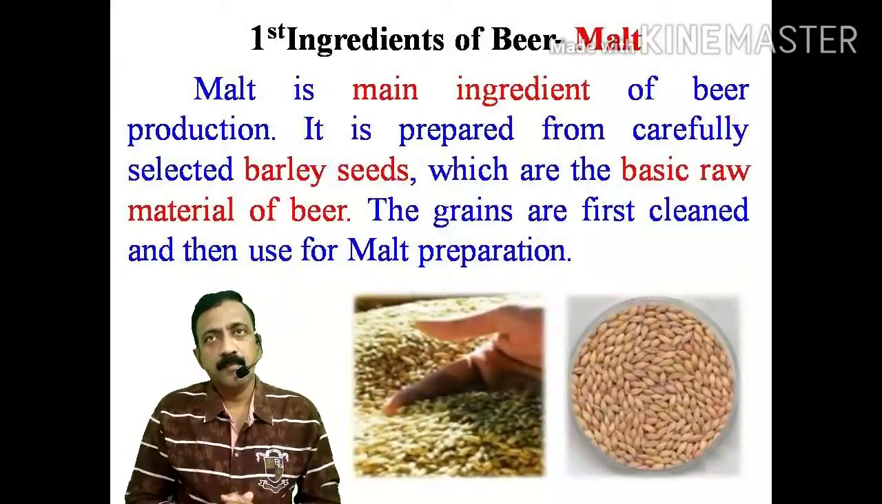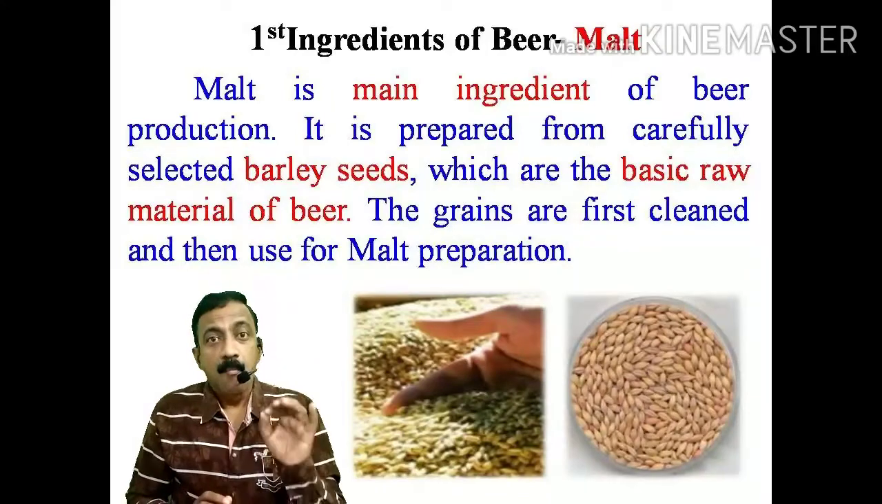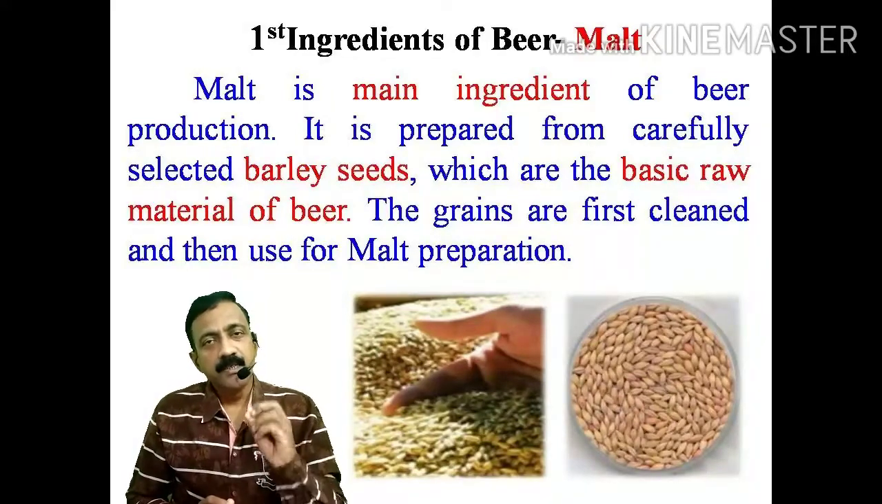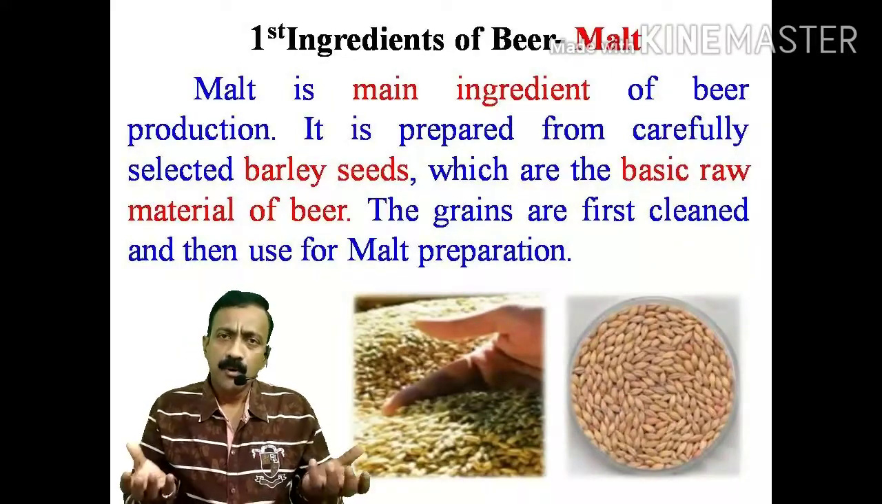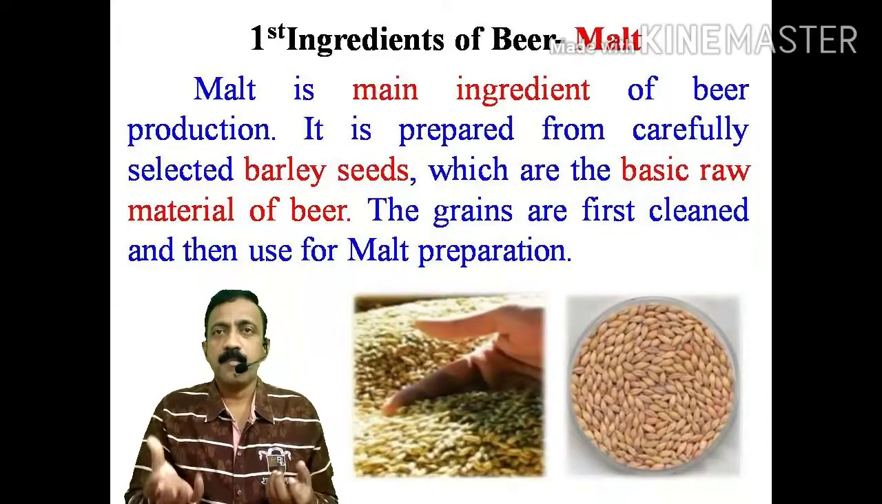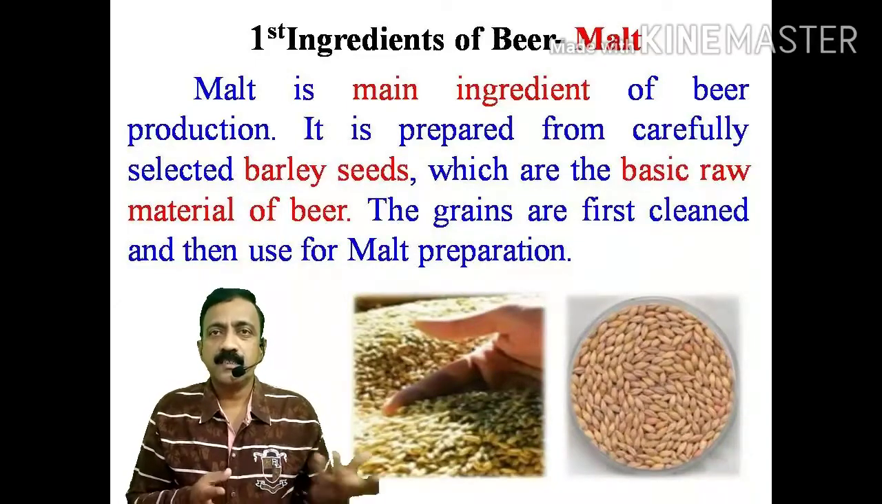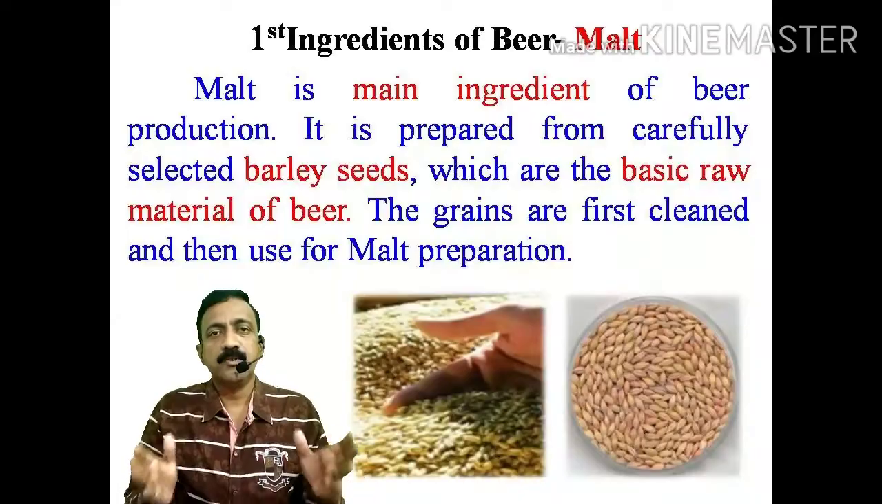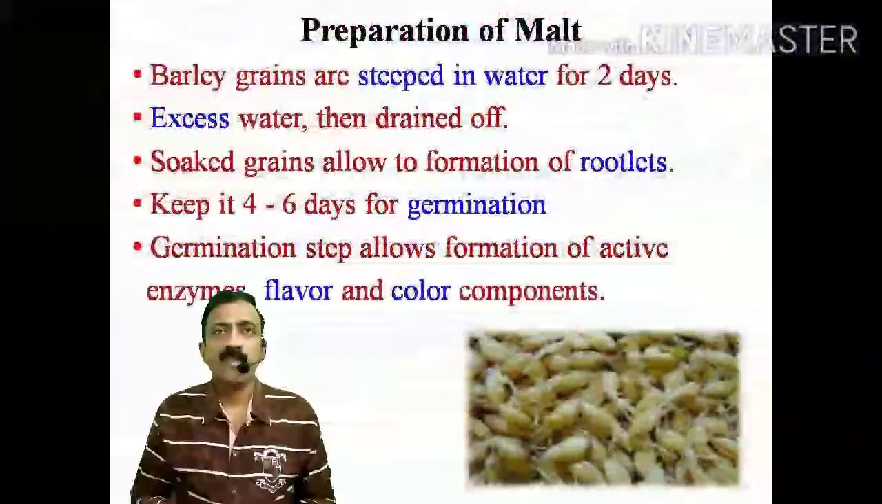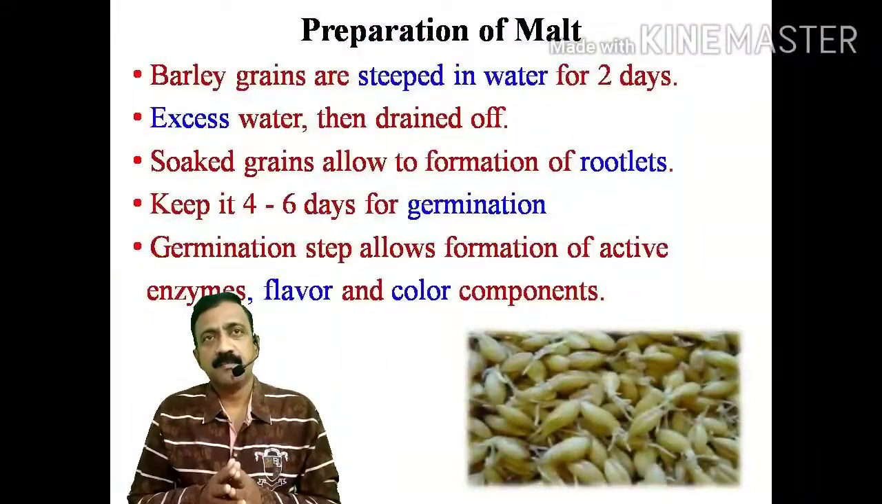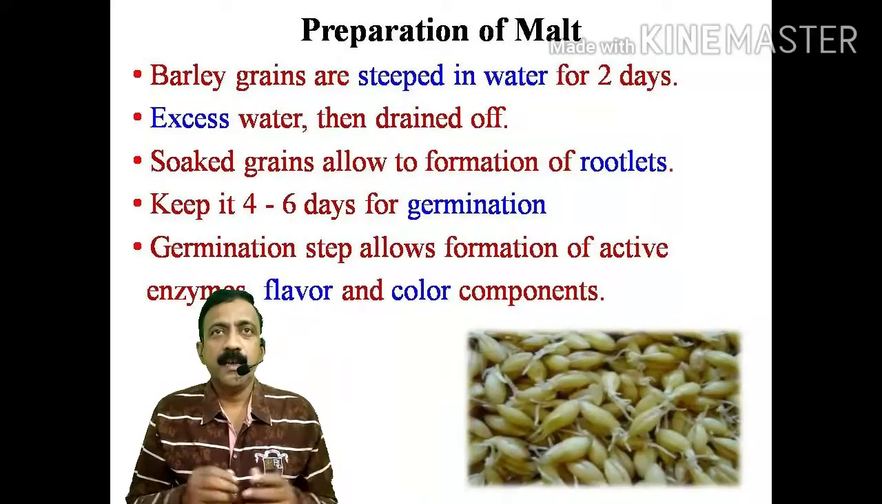First ingredient of the beer, that is malt. Malt is the main ingredient. It is prepared from barley seeds. You want to select proper, good quality barley seeds, which are used for malt preparation. Preparation of malt. Malt is a key element.